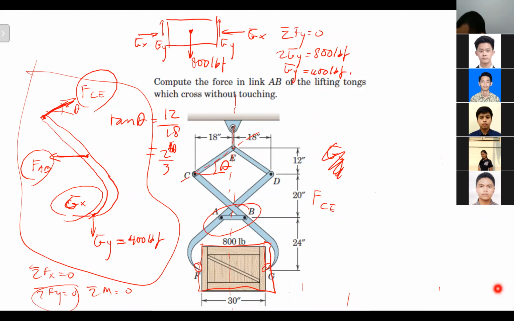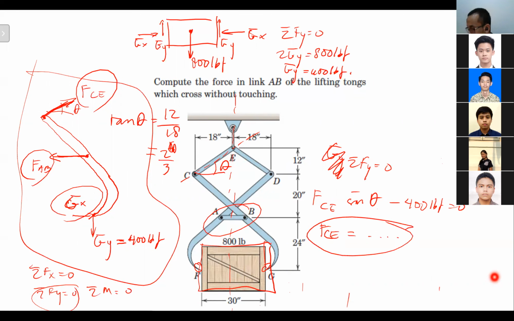Now we need the y direction, so FCE sin theta, right? Yes. Then our sigma Fy equal to 0: FCE sin theta minus GY, 400, right? In this case, 400, is equal to 0. So you will be able to find FCE.